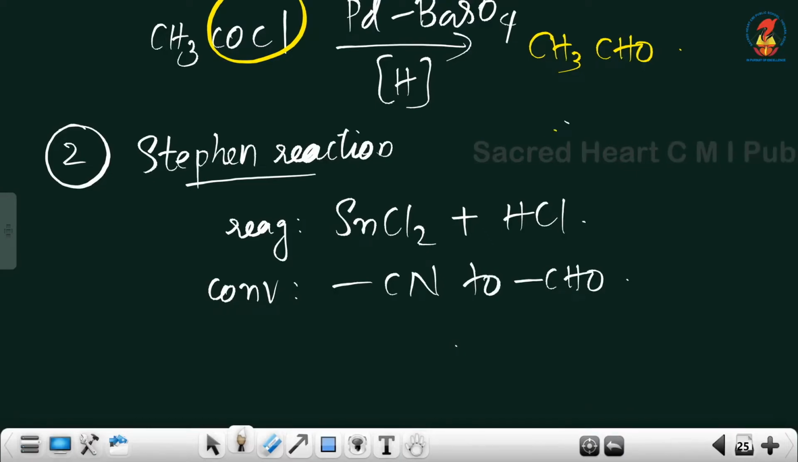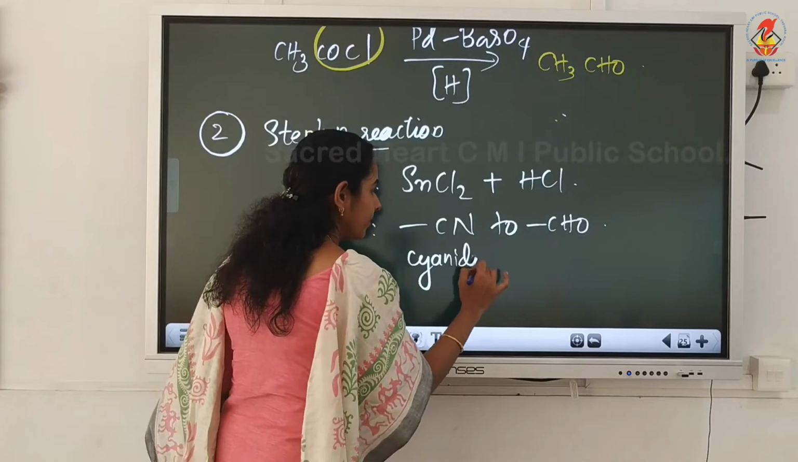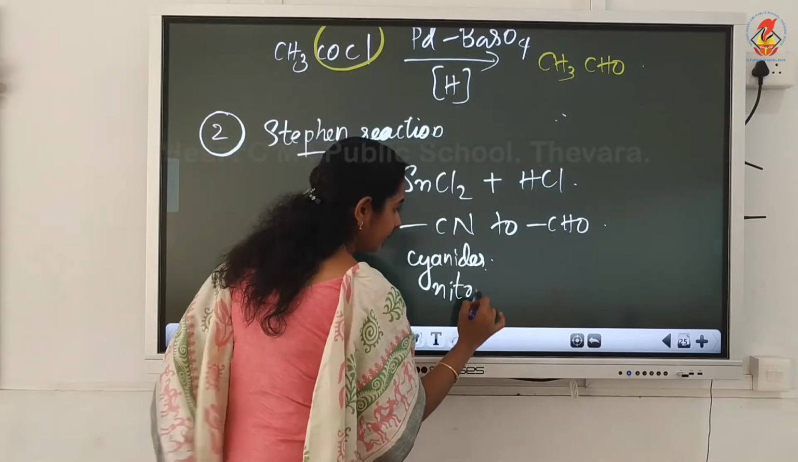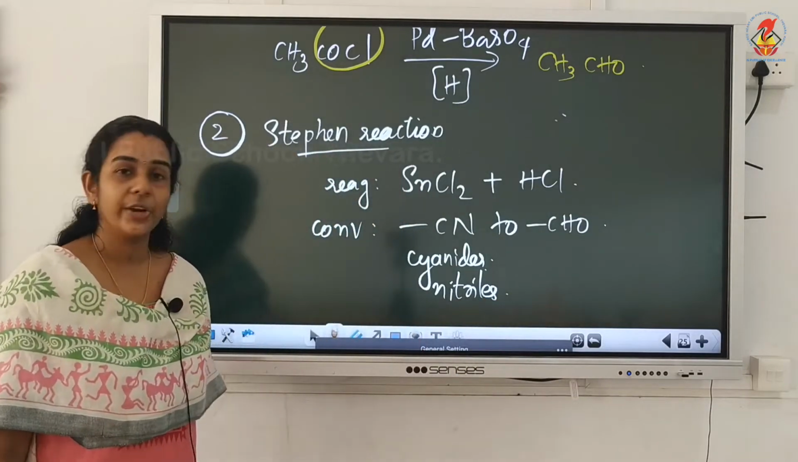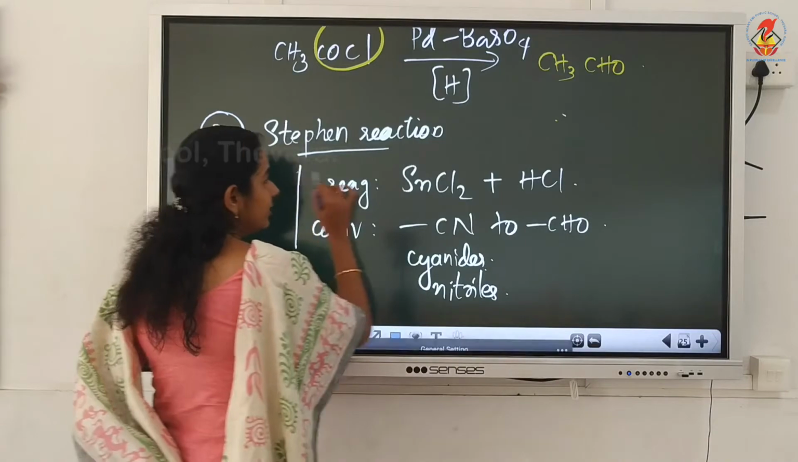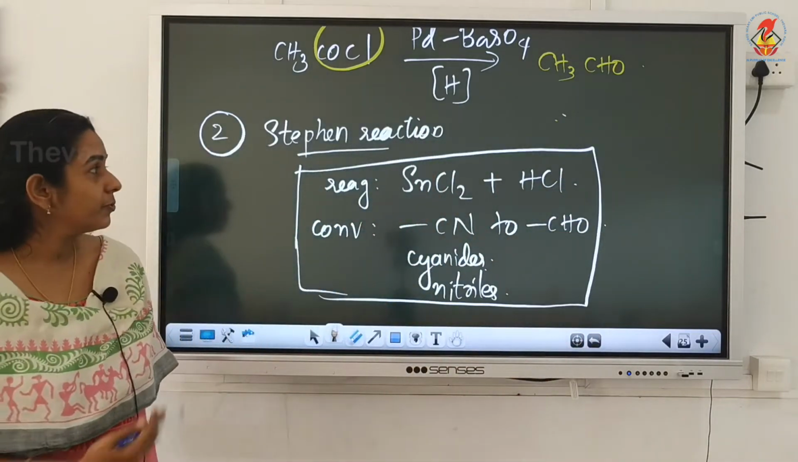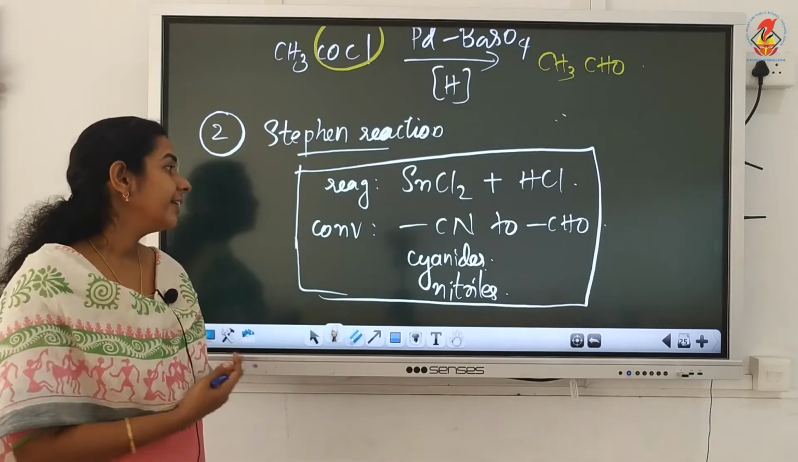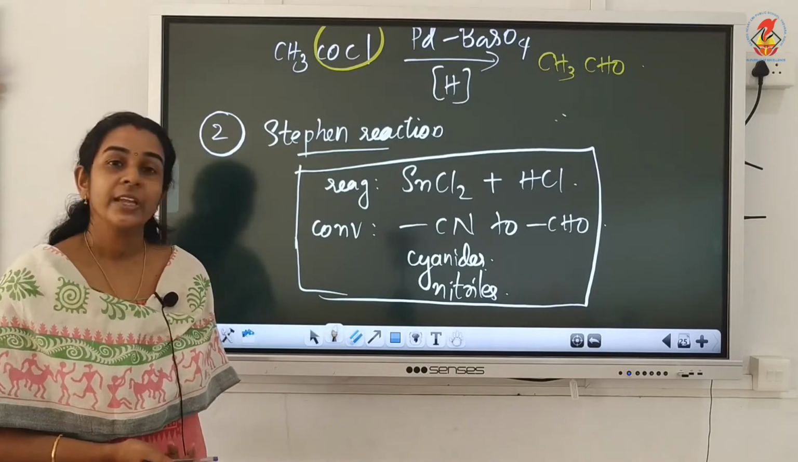What is the CN group known as? They are cyanides, or we can call them nitriles. Either we can call them cyanides or nitriles. So this is the first thing that we have to study here. The reagent that we use for Stephen reaction is stannous chloride and hydrochloric acid, and there is conversion of cyanides or nitriles to aldehyde.